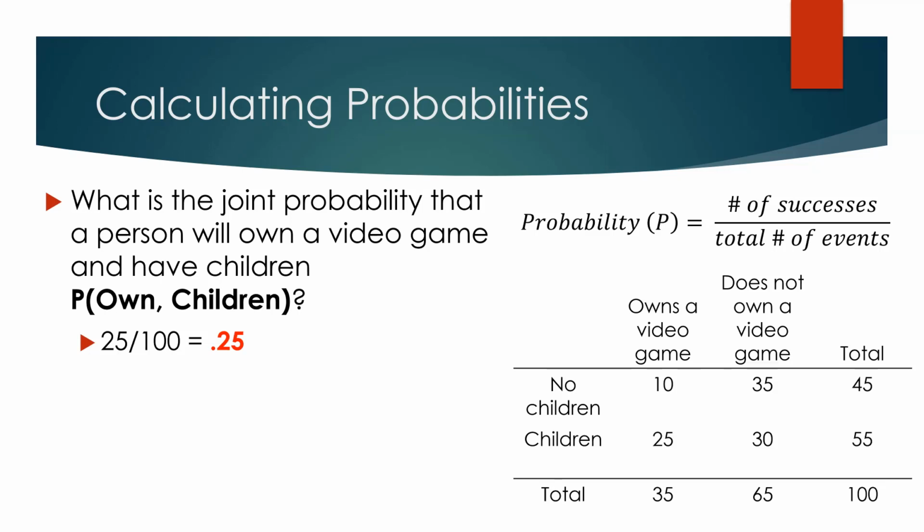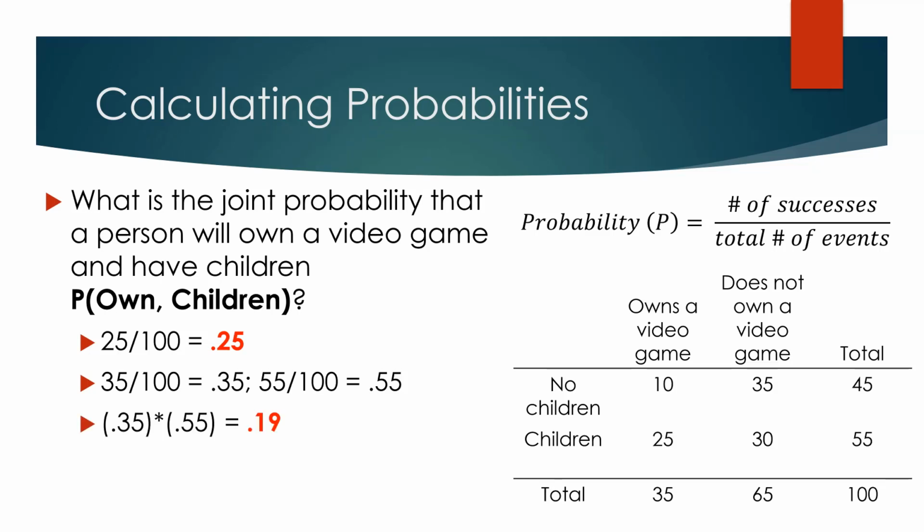Now, some of you may have done it a different way. Some of you may have calculated the probability of owning a video game and then calculated the probability of having kids and then multiplied them together. It would have looked something like this, right? 35 people out of 100 own a video game. 55 people out of 100 have kids. So 0.35 times 0.55, multiply them together and you get 0.19. Oh, that's two different probabilities there, right? So what do we do in that case? Which one is correct? The 25 out of 100 or taking the separate probabilities and multiplying them?